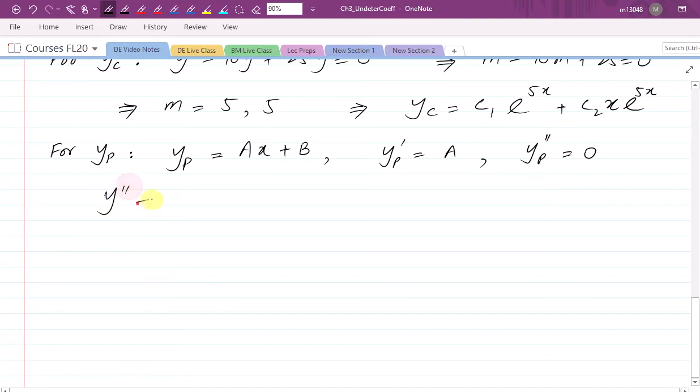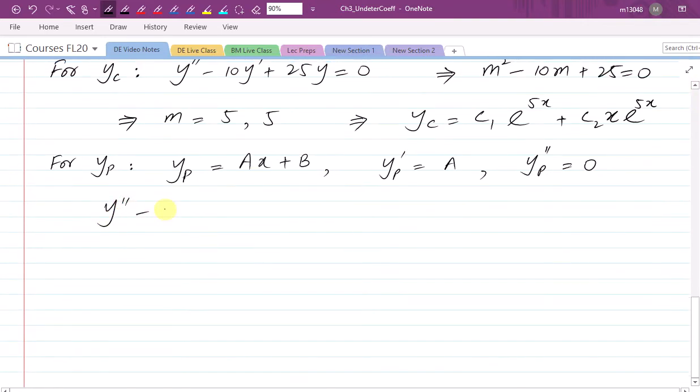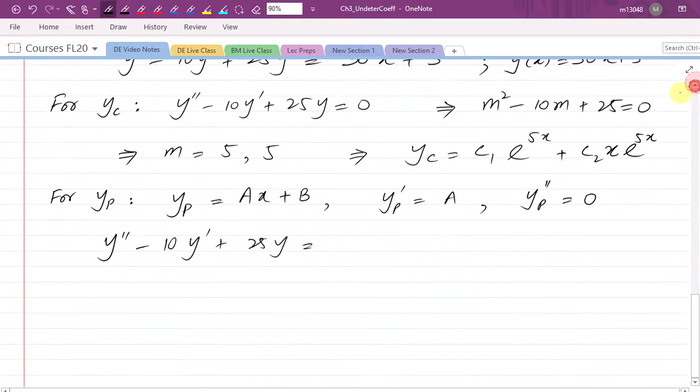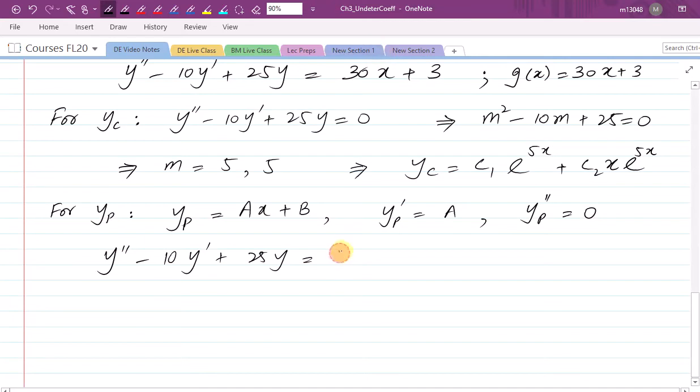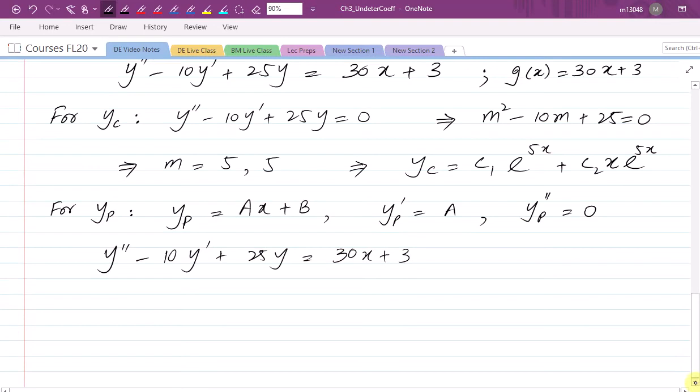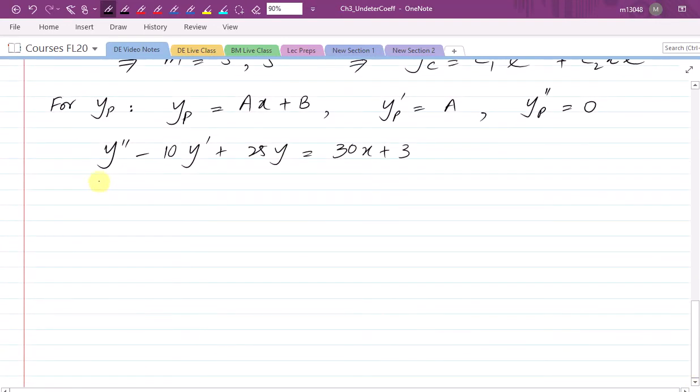So y double prime minus 10y prime plus 25y equals, not 0, now we are doing the non-homogeneous part, equals 30x plus 3. And now we put the derivatives. Y double prime is 0 minus 10 times this one is a, 25 times this one is ax plus b, and that is equal to 30x plus 3.